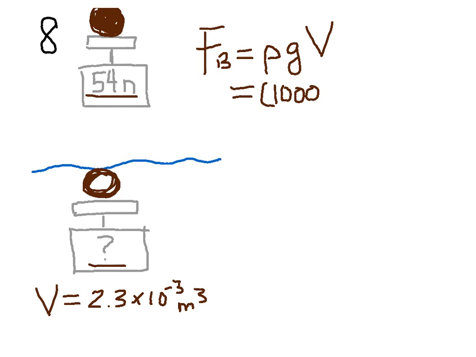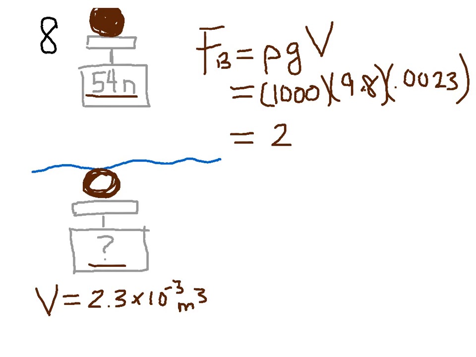Plug in these numbers. This is in water, so it's 1,000 kilograms per cubic meter, 9.8 meters per second squared because we're here on Earth. The volume, which I'm going to write differently, is 0.0023 cubic meters. When I multiply these numbers together, I get a buoyant force of 22.54 newtons.